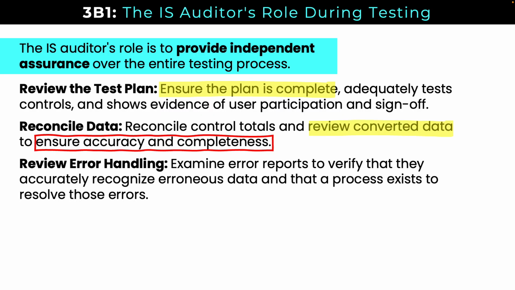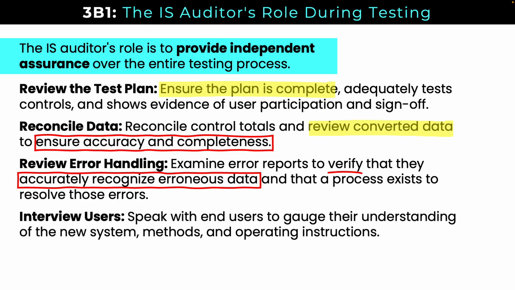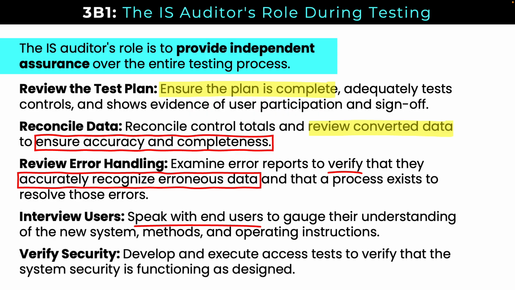Review error handling: examine error reports, verify that they accurately recognize erroneous data, and that a process exists to resolve those errors. Interview users: speak with end users to gauge their understanding of the new system, the methods and operating instructions. We want to make sure the users know and understand what they're working with. And then reviewing security: developing and executing access tests to verify that the system security is functioning as designed. So you want to make sure that you keep your focus at that high level over the entire process.